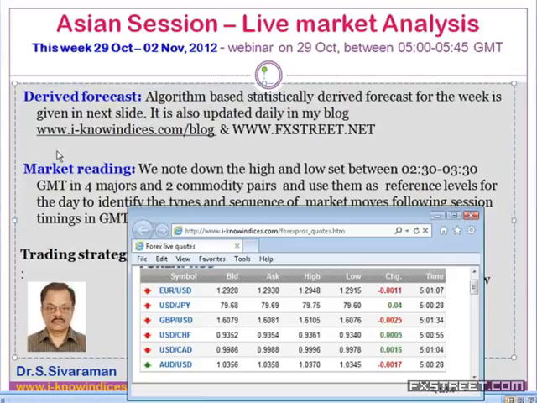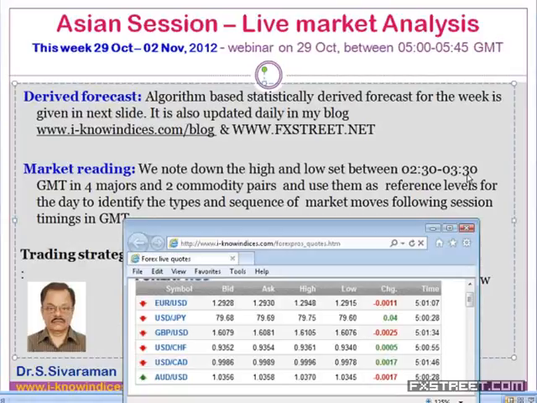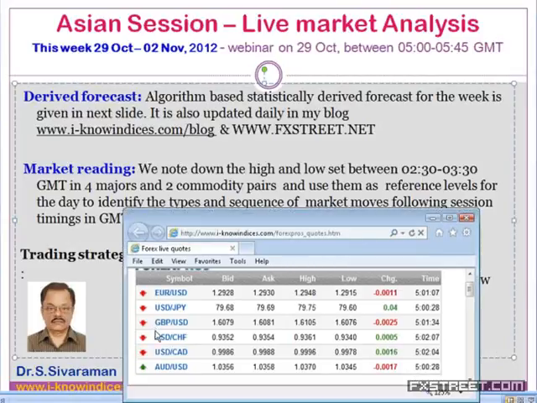In order to fine-tune the expected market moves, we try to do the market reading. So in the market reading, we try to note down the initial low and the high around 3:30 GMT in 4 majors and 2 commodity pairs. So this is the live market code page, which we use as a tool. In this you come across the 4 majors, Euro USD, USD Yen, GBP USD, USD CHF, and also the 2 commodity pairs, USD CAD and Australian dollar. So in that you come across the current bid and the ask levels and also the high and the low.